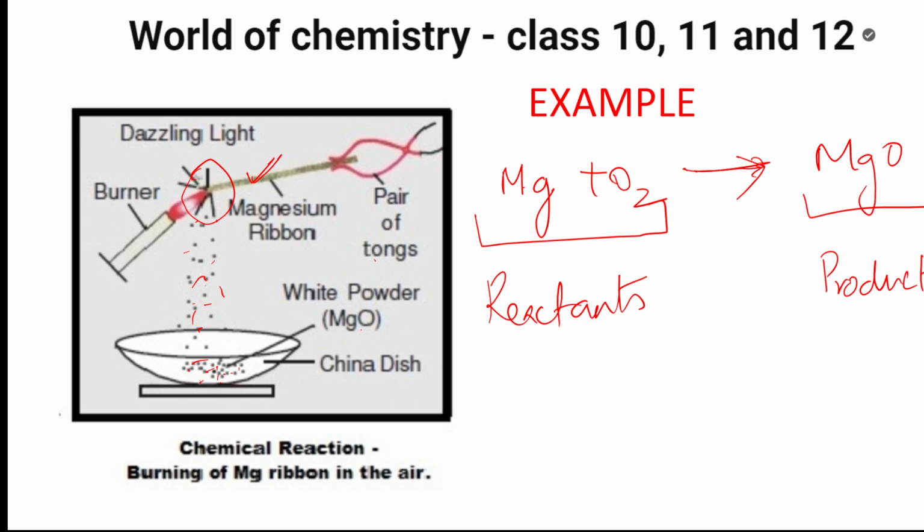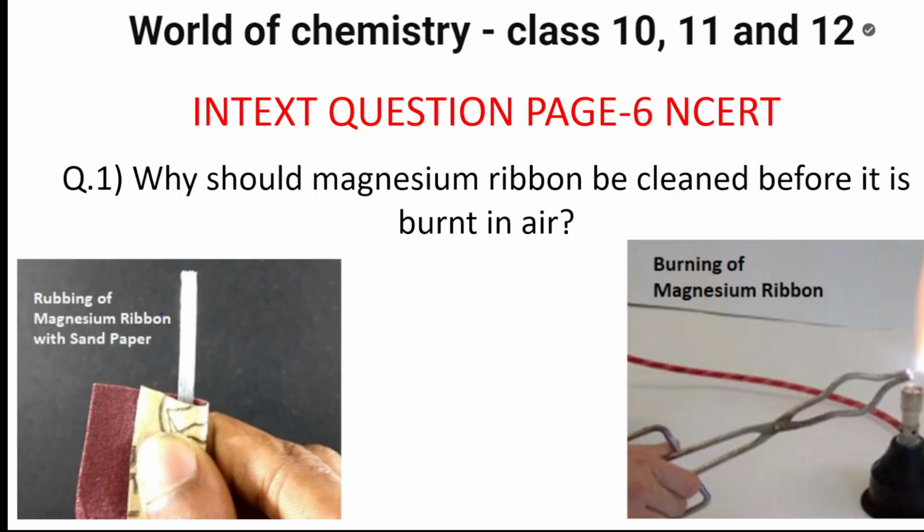So now we clearly understand what is meant by chemical reaction, chemical change, and physical change, and what are examples of a chemical reaction. A chemical reaction has reactants and products connected by an arrow.